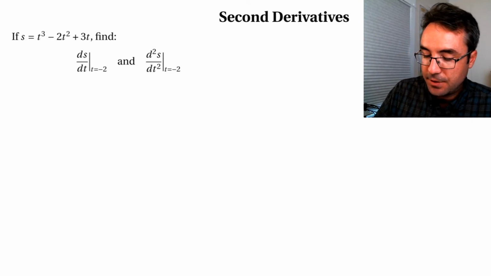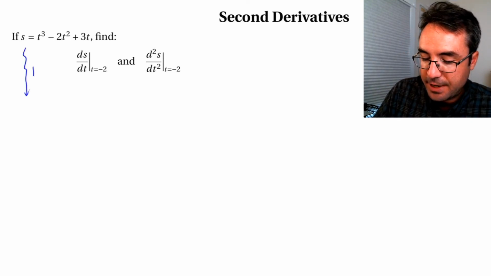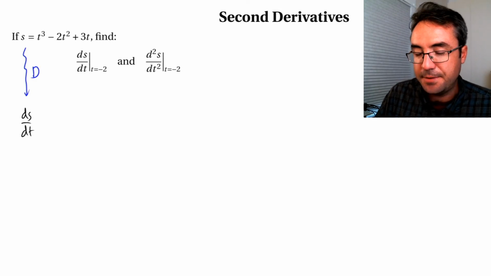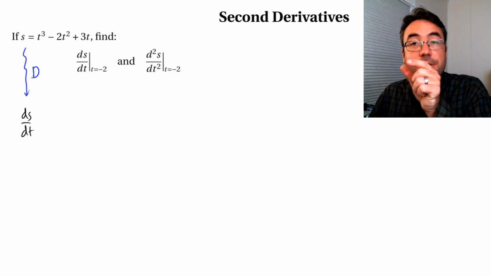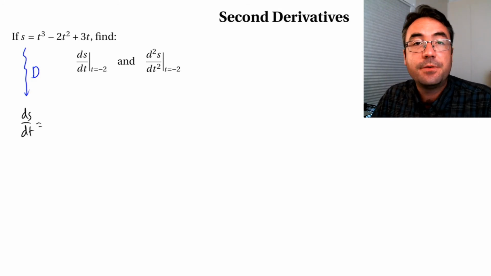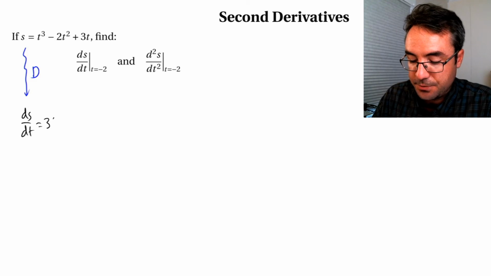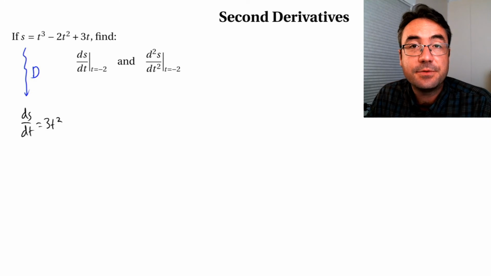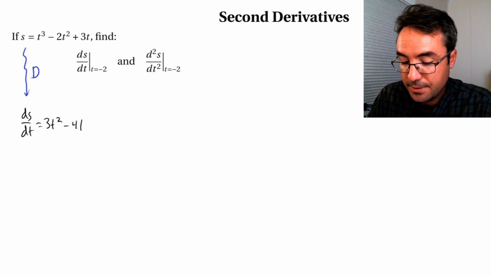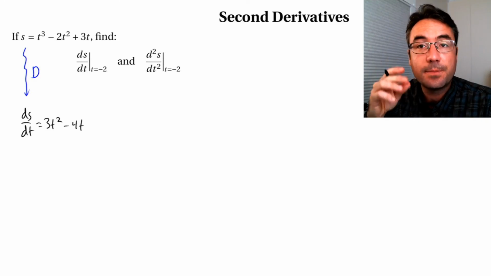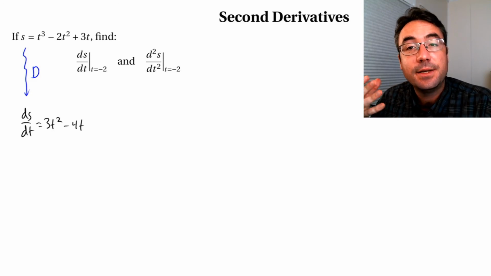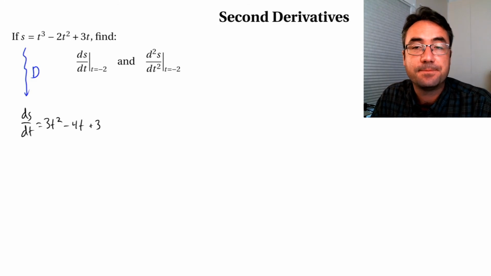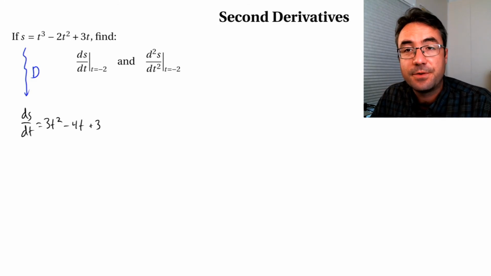All right, so let's start by calculating the first derivative. So we're going to calculate ds dt, and we're just going to go term by term. So derivative of t cubed is 3t squared. Derivative of the second term, negative 2t squared, is negative 4t. And then the derivative of our third term, 3t, is just plus 3. So we just go term by term and differentiate. So that's our first derivative.